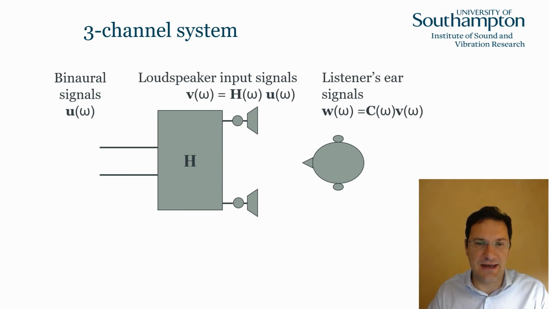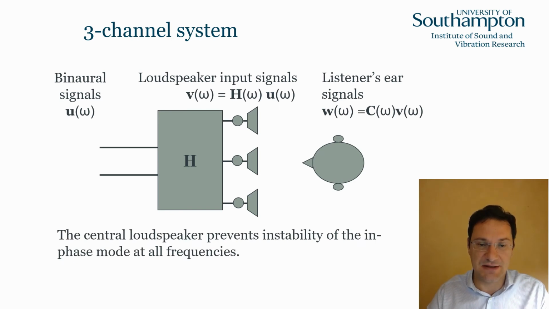We've looked so far at two-channel crosstalk cancellation systems, and we have seen that we have recurring frequencies where the inefficiency of either the in-phase mode or the out-of-phase mode creates some kind of ringing in the frequency response of the filters. But let's see what happens when we increase the number of loudspeakers. The most obvious thing that we can do is to add one loudspeaker in the center. The central loudspeaker, of course, generates the same signal at the left and right ear of the listener. As a consequence, the issue of instability, of a lack of efficiency of the in-phase mode, is completely solved by the presence of this additional loudspeaker in the center.